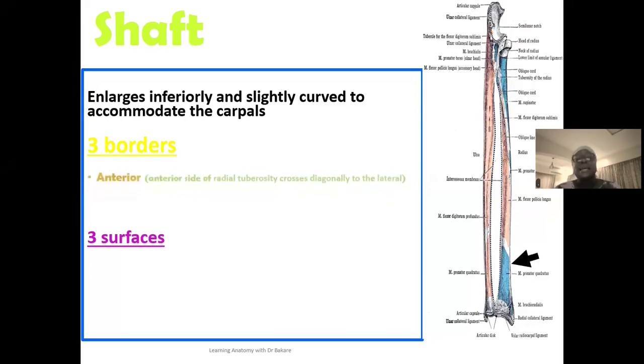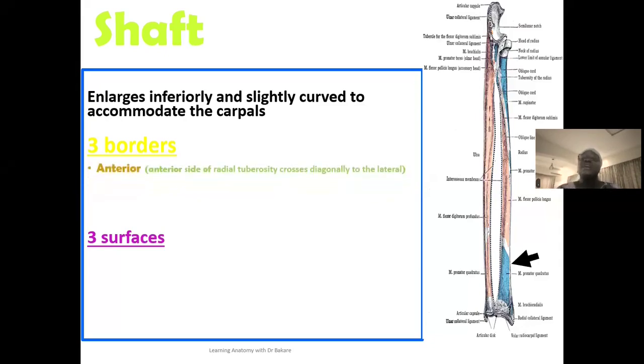The first border here is the anterior border, and if you look at this image by the side, you see that the anterior border is seen to extend from the anterior side of the radial tuberosity, and you see it crossing down diagonally to the lateral side. If you look at where this arrow is pointing, this is where we have the radial tuberosity, and from the anterior side of the radial tuberosity, you have a projection descending downwards, directed laterally. This border is the anterior border.